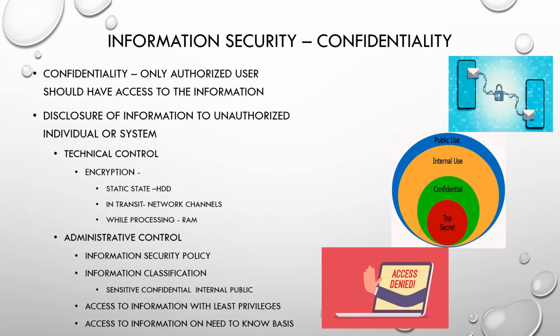Along with this, we can achieve confidentiality with the help of technical controls as well, and it is possible through data encryption. Encryption is one kind of technical control which can be implemented and which gives confidentiality to a great extent.